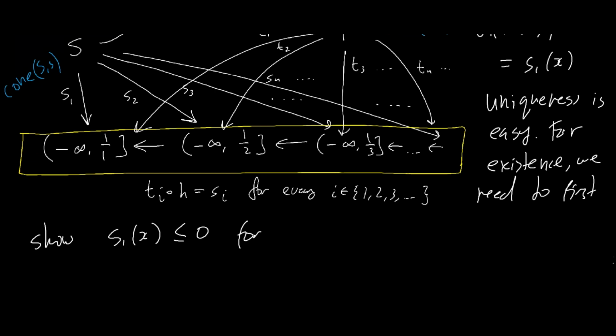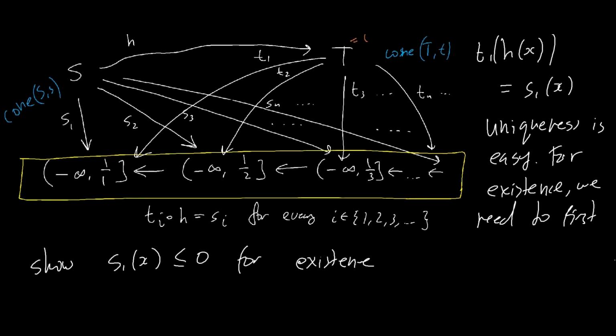So the issue here is that for any positive number, we can find an integer n such that 1 over n is smaller than that positive number. Yes. And so what? No, why do you say that? Because remember, this was a random cone, right? This S was a random cone.